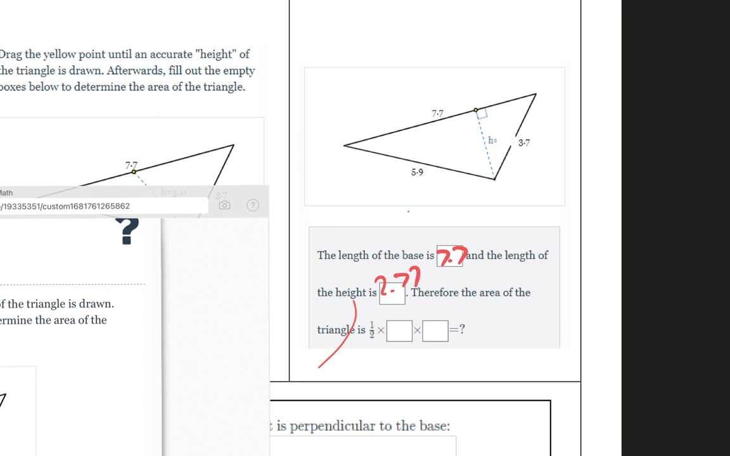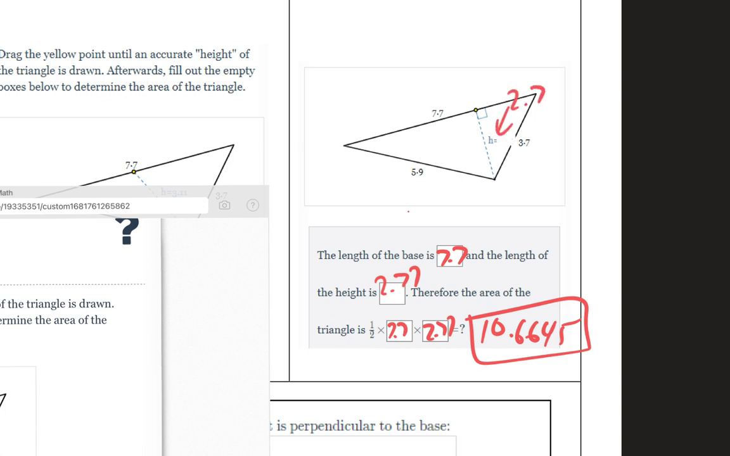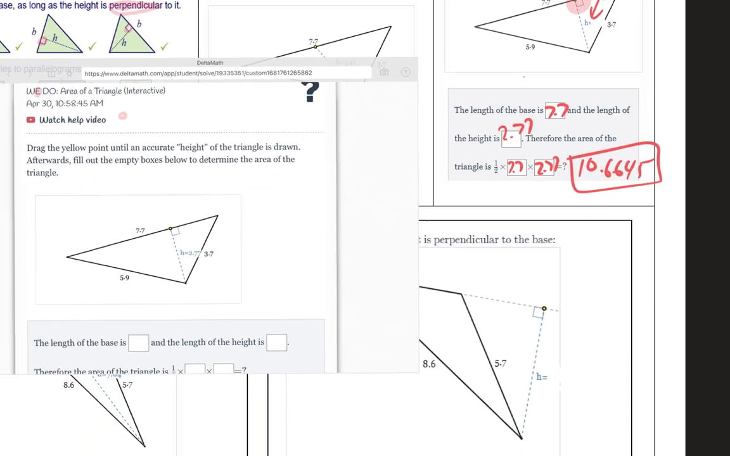So the area of the triangle is going to be 1/2 times 7.7 times 2.77. So that's going to be equal to 10.6645. Okay, so that's what we need to do, is that we just need to make sure that we find that height of 2.77, because we find out that it is a right triangle, right? So that's what we need to make sure, is that it's perpendicular. All right, so that's what we need to know. Let's keep that in mind, and let's go to our next problem.